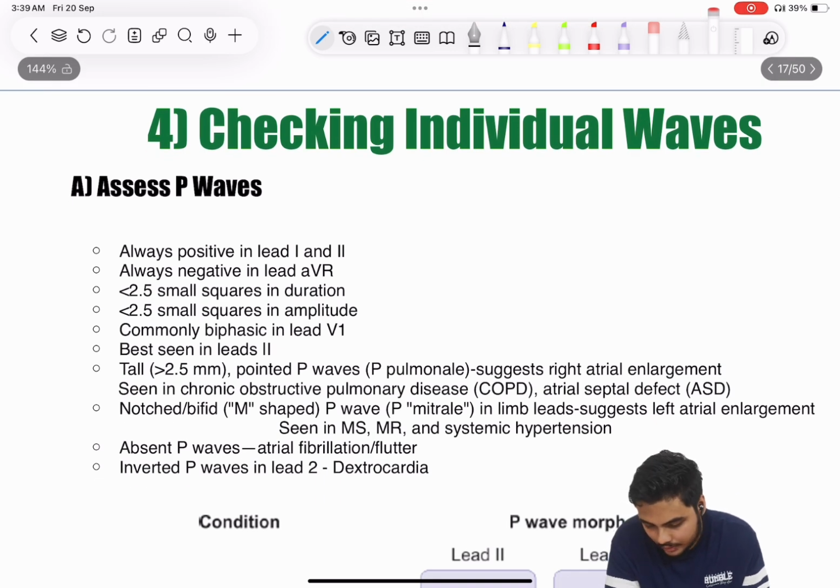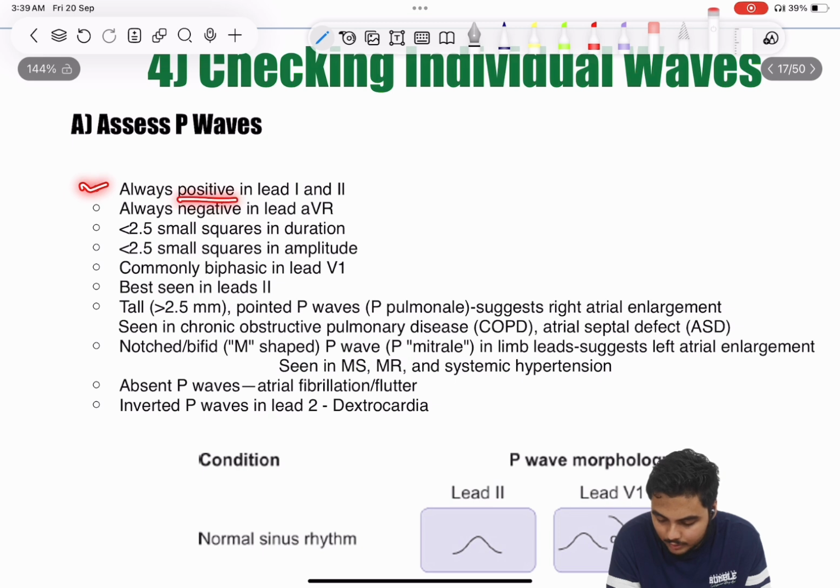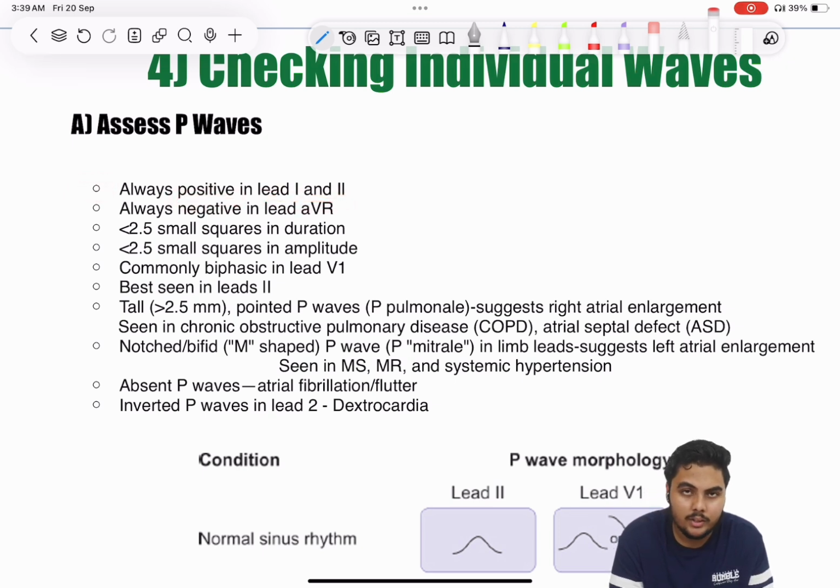Now, first of all, we will look at the P waves. P wave is always positive in lead 1 and 2, right? So it will always have a positive deflection in lead 1 and 2. If inverted P waves are seen in lead 2, it is suggestive of dextrocardia. That is, the heart is placed on the right side of the chest cavity, right guys? Now, P wave is always negative in lead AVR, I already told you.